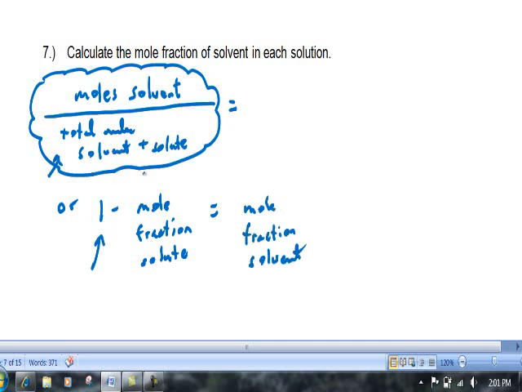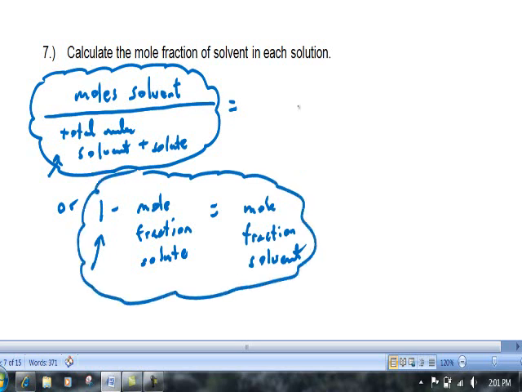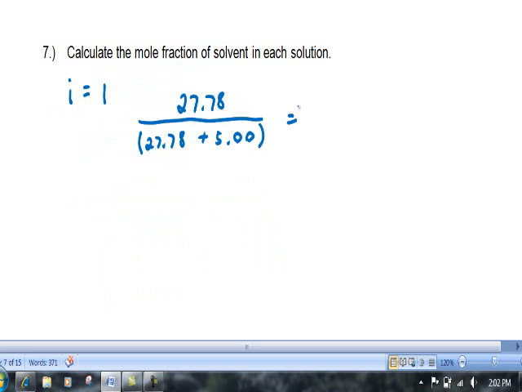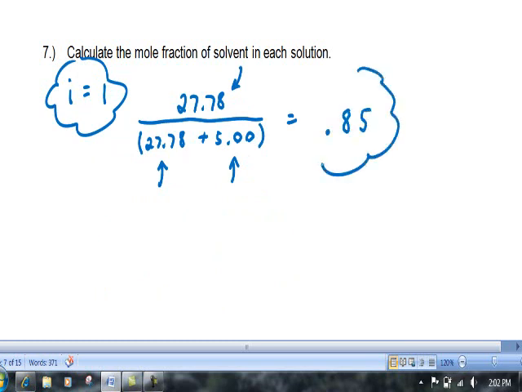Either strategy will give us the same answer. Let's go through one each way. In the first strategy, our moles of solvent is still 27.78. That's our numerator. And the denominator is 27.78 moles of solvent plus the 5 moles of solute particles that we have for our i equals 1 example. Divide this out and we get a mole fraction of 0.85 for our solvent.